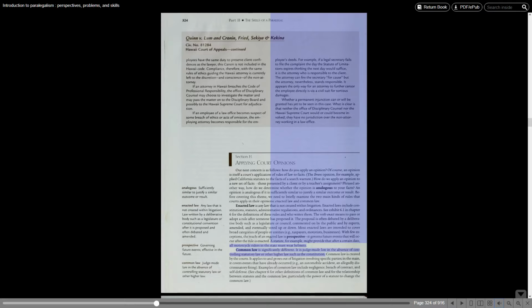Common law is significantly different. It is judge-made law, in the absence of controlling statutory law or other higher law such as the Constitution. Common law is created by the courts. It applies to and grows out of litigation involving specific parties. In the main, it covers events that have already occurred, e.g., an automobile accident, and an allegedly discriminatory firing. Examples of common law include negligence, breach of contract, and self-defense. See Chapter 6 for other definitions of common law, and for the relationship between statutes and the common law, particularly the power of a statute to change the common law.